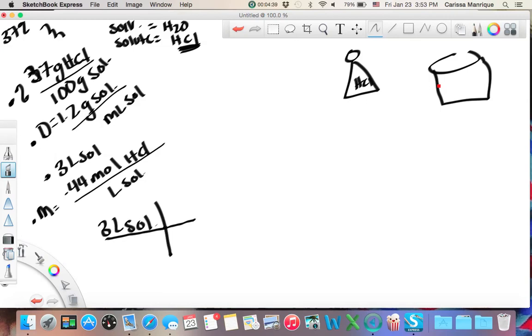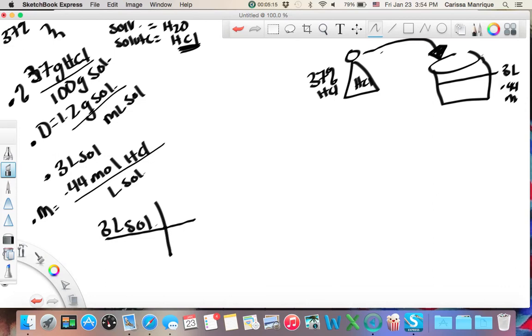We want 3 liters, so let's say this is 3 liters, and we want this to be a 0.44 molar solution. And we know that this little vial here has 37% hydrochloric acid. So what it wants to know is, in this beaker right here, how much hydrochloric acid do I need to put in there? Basically how much hydrochloric acid do I need to put into this beaker?